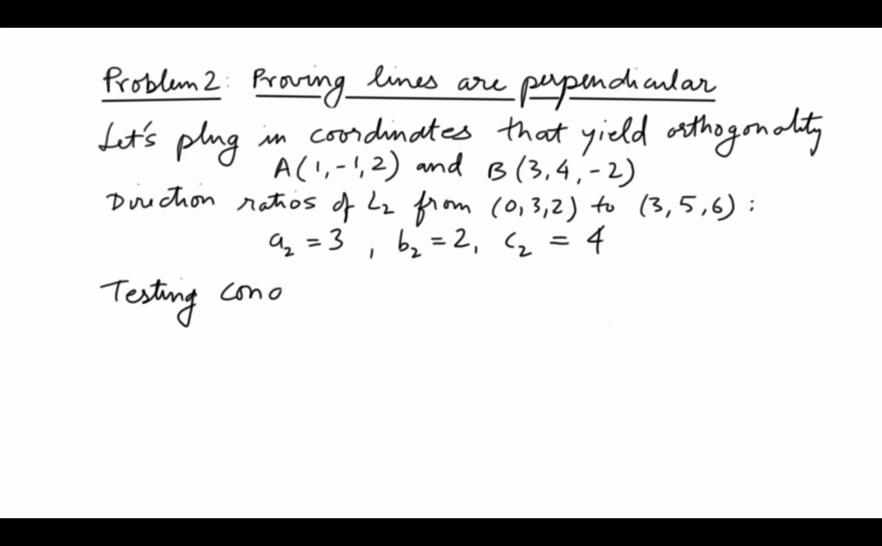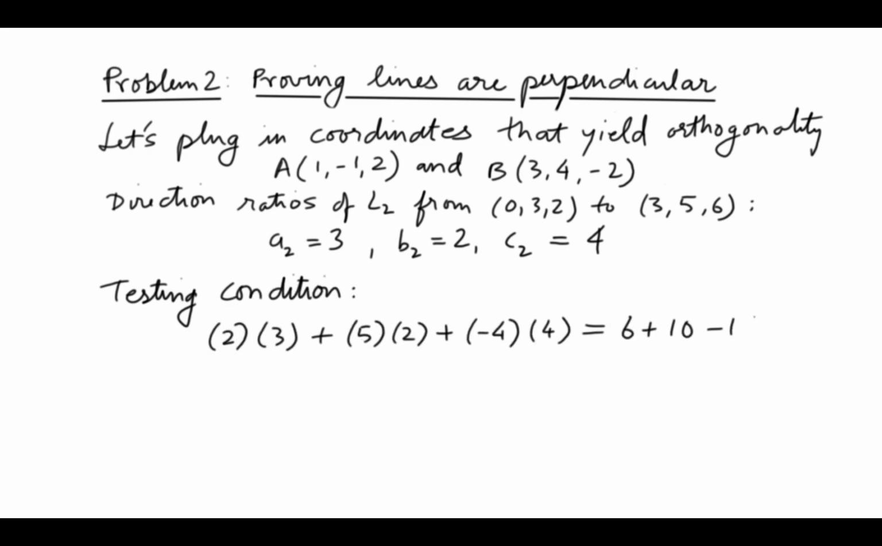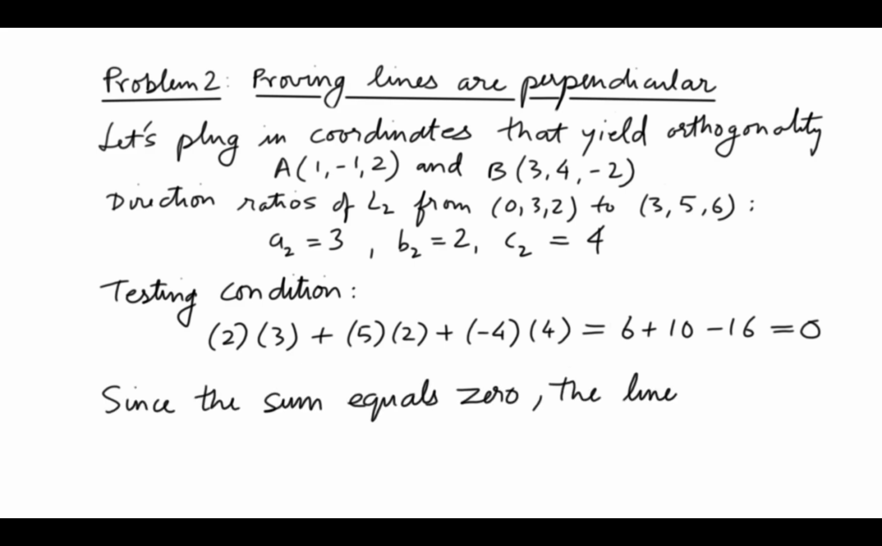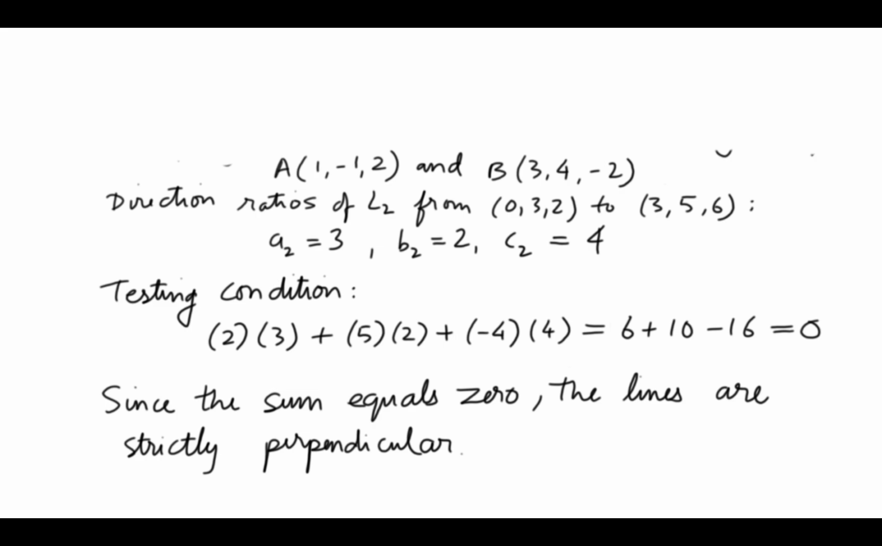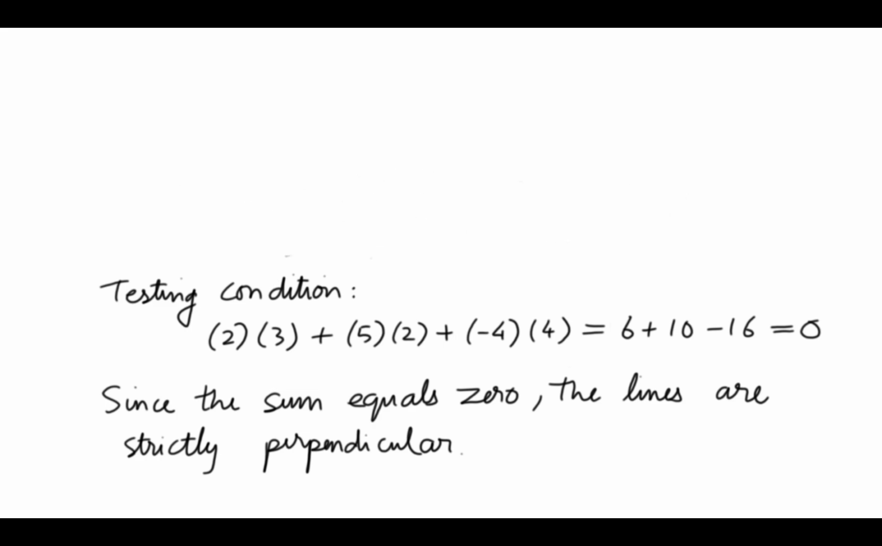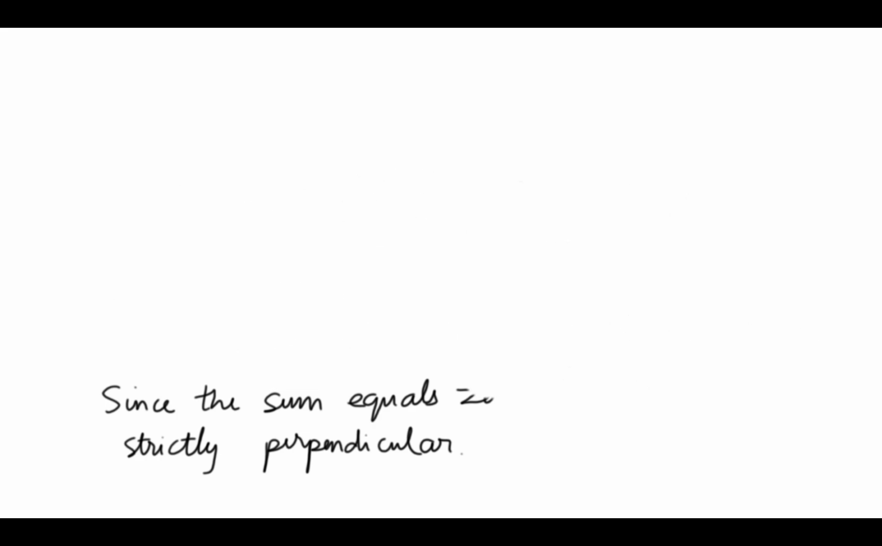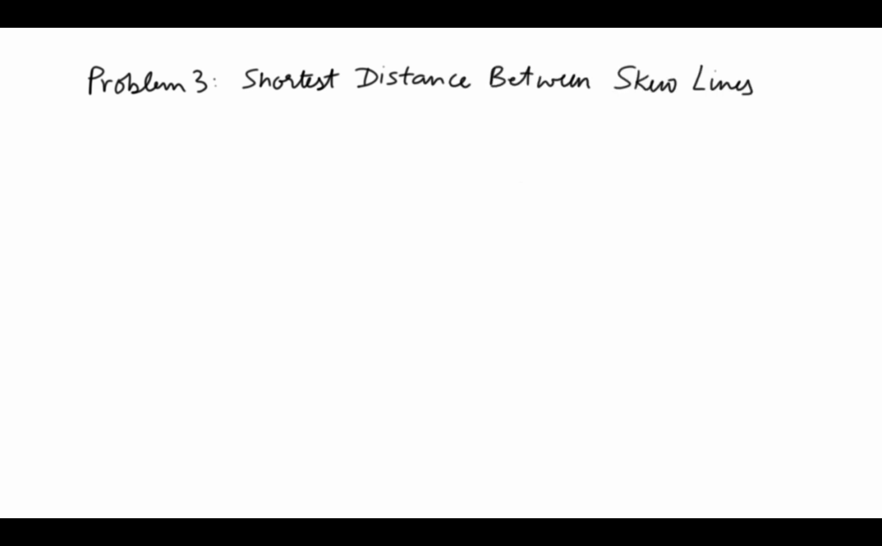So the condition: the lines are perpendicular if and only if a1 a2 plus b1 b2 plus c1 c2 equals 0. Since the sum equals 0, the lines are perpendicular. Next, moving on to problem 3, that is the shortest distance between two skew lines.